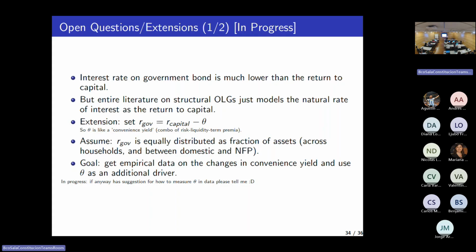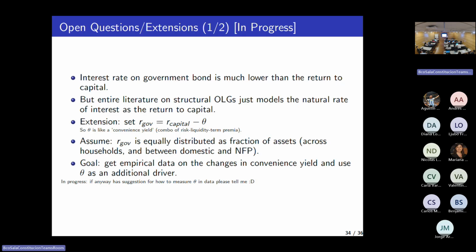Because the explanations I've heard of this convenience yield are risk premium, liquidity premium, and term premium, and they're all really hard to get into the model. So at least as a first part, we didn't want to not answer this question. We wanted to highlight the important difference here, and this is what we came up with that we could do, essentially.